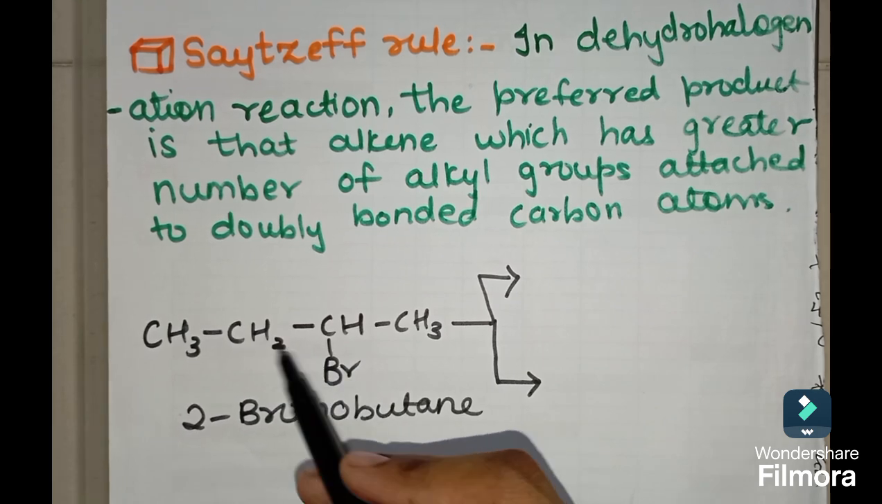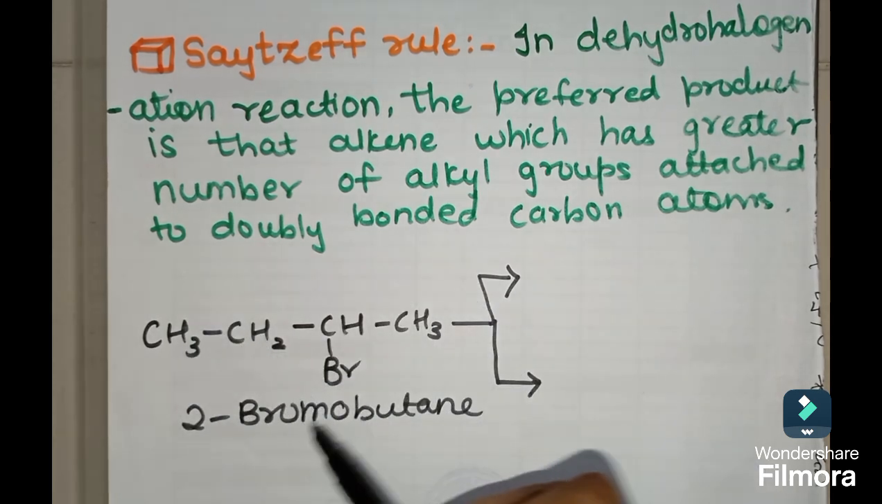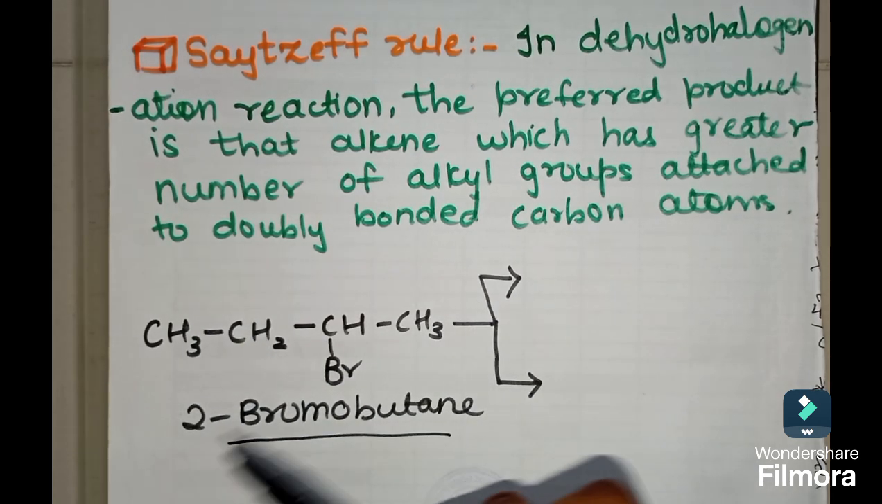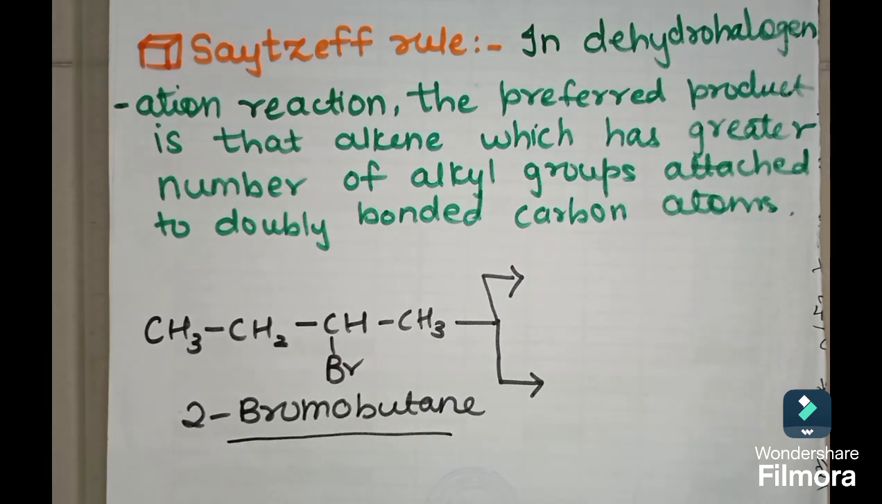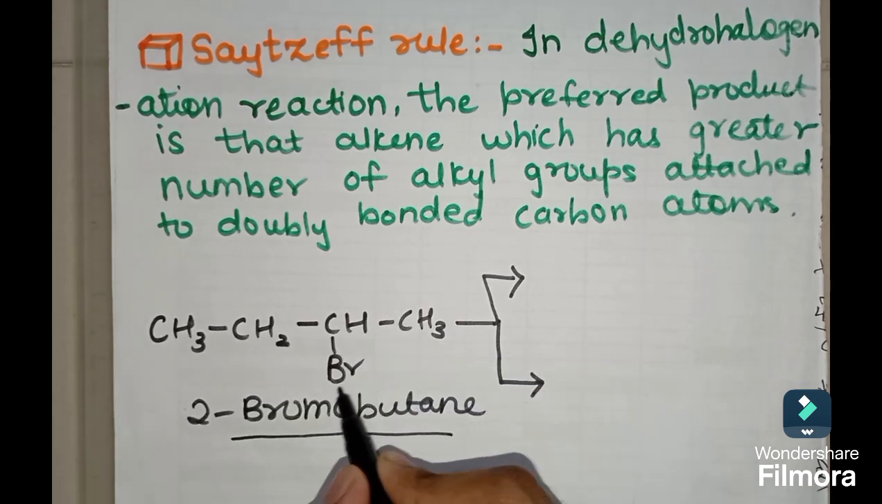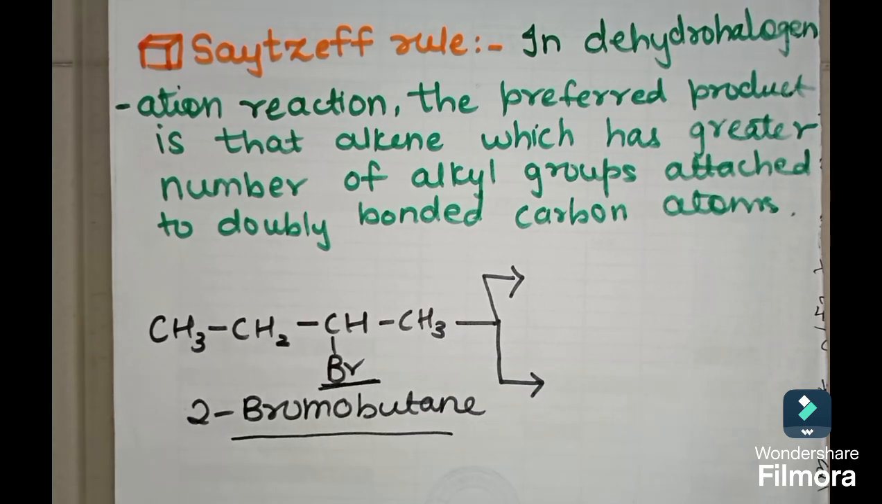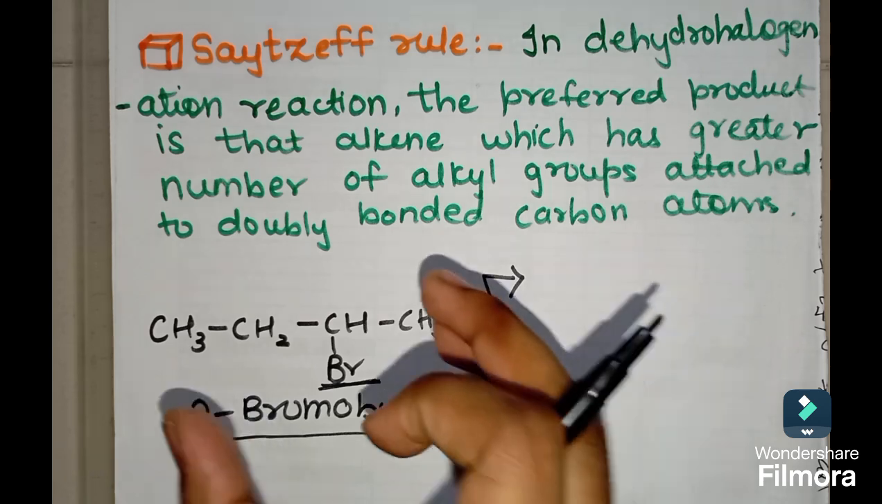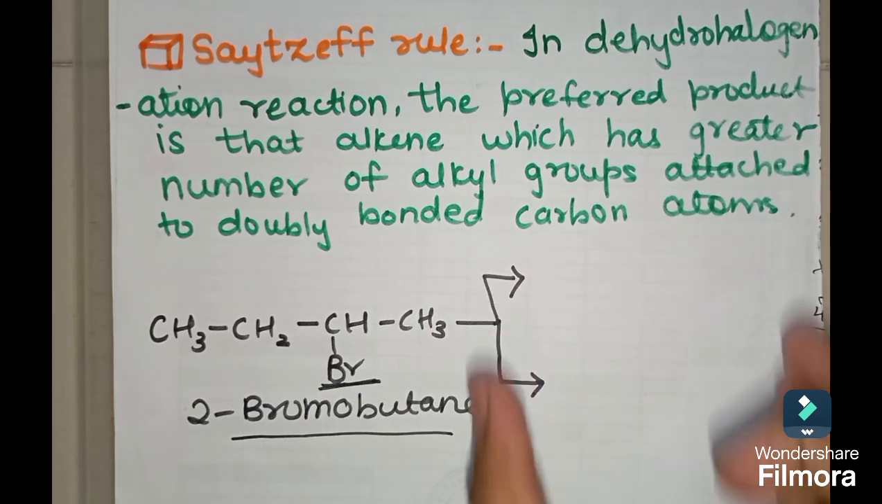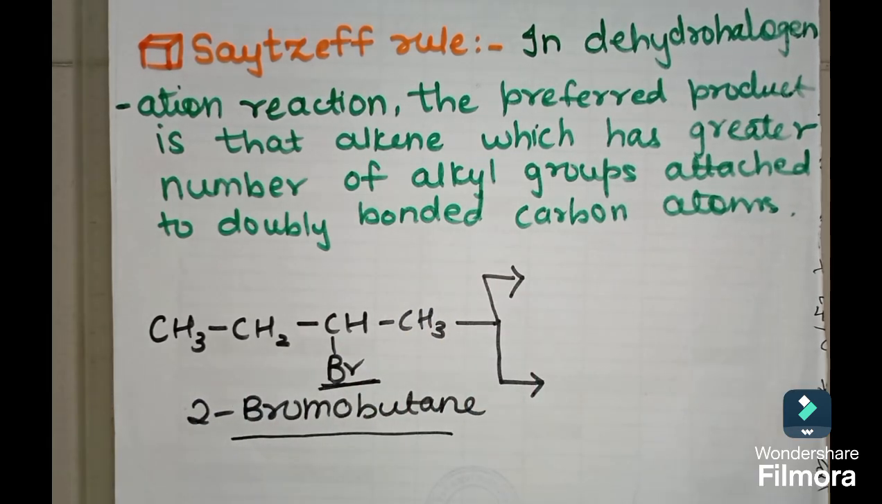Now what we have to do is take one compound. I have taken over here 2-bromobutane. Now we have to do this reaction, dehydrohalogenation. So what will happen in this reaction? You have to remove one halogen and one hydrogen. Now students, by this reaction we will get two compounds over here. I'll show you how we will get two compounds.